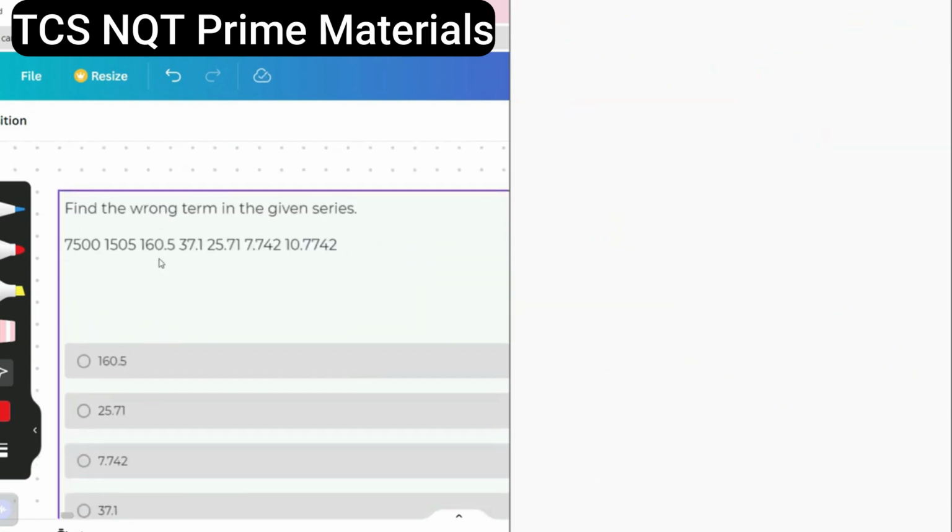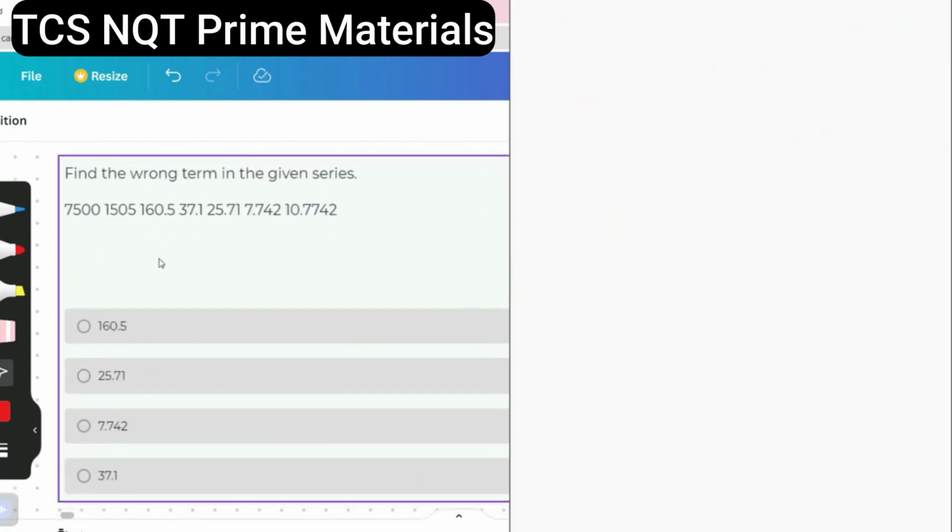The question is 7500, 1505, 160.5, 37.1, 25.71, 7.742, 10.7742. What is the wrong term in the given series? This is a tough question, right? Okay, let me solve the problem. This will be clear to you. Look at the pattern being followed here. So the first term is actually 7500, right?